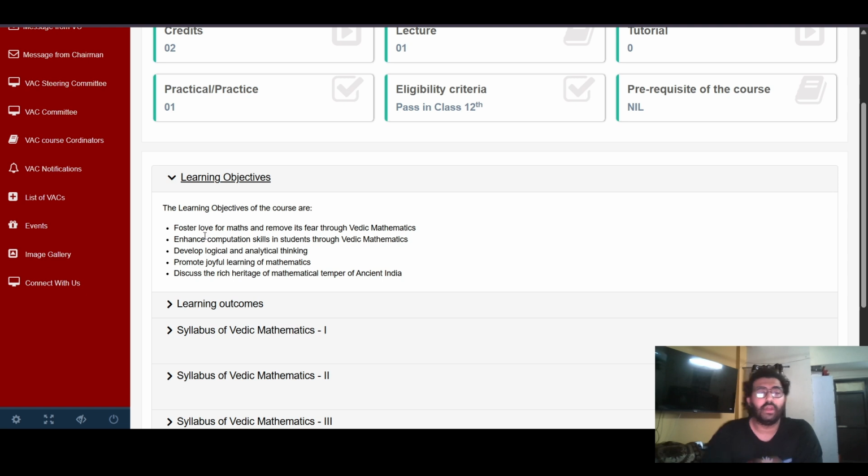Here you will learn ways to foster love for maths and remove its fear through Vedic maths, enhance computing skills in students through Vedic mathematics, develop logical and analytic thinking, promote joyful learning of mathematics, and discuss the rich heritage of mathematical temper of ancient India.